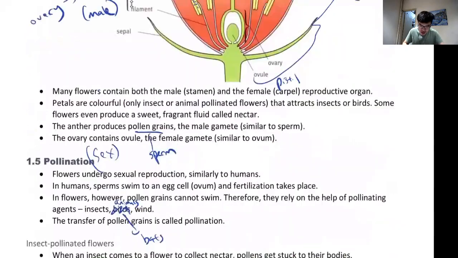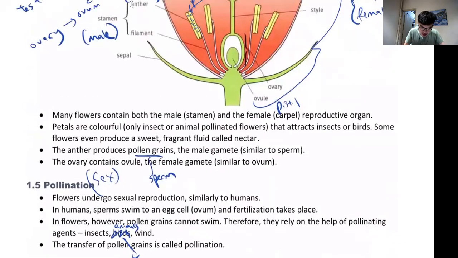So flowers down here have something called a nectary. What is a nectary? The nectary is the place where they produce nectar. You know nectar, right? Nectar is a sweet-smelling, very fragrant liquid. And they purposely grow it here.